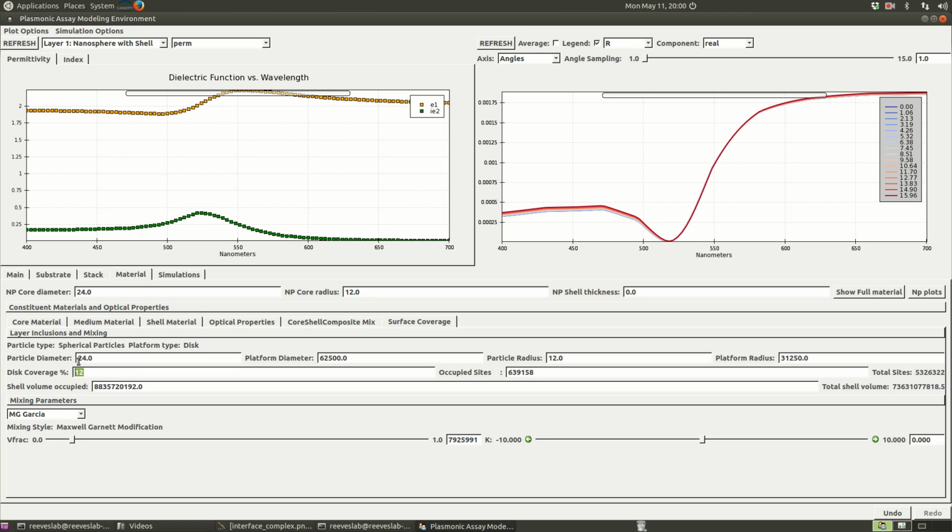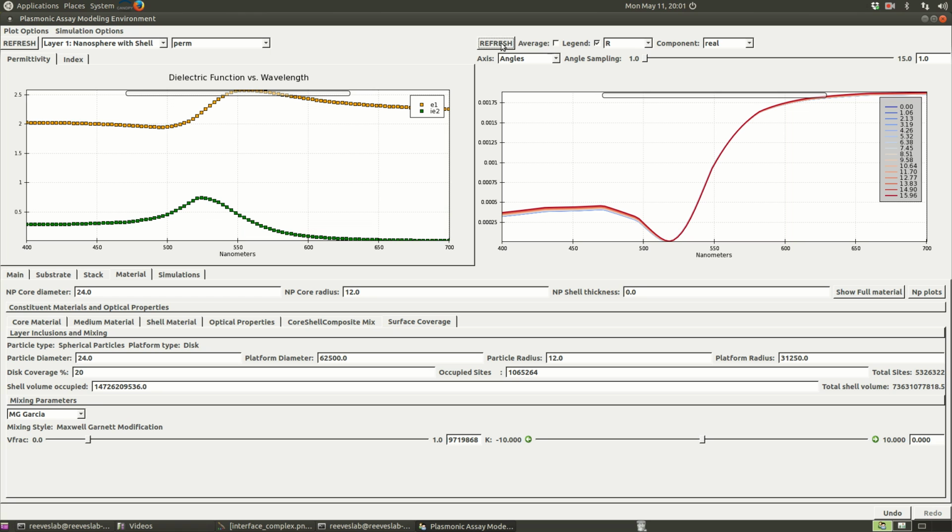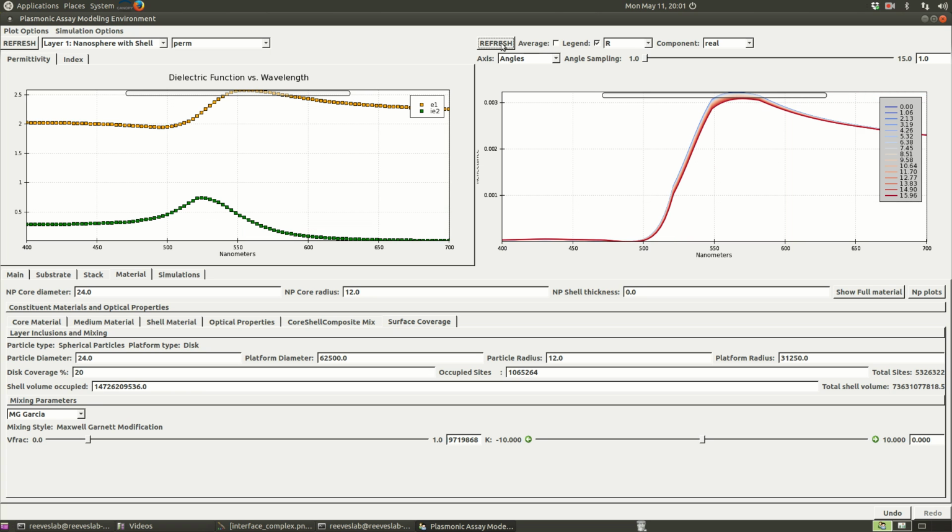If we take the disk coverage all the way up to 20%, we'll see that it's mostly increasing. And this is more obvious in a simulation, and so in the next tutorial we're going to focus on simulations.